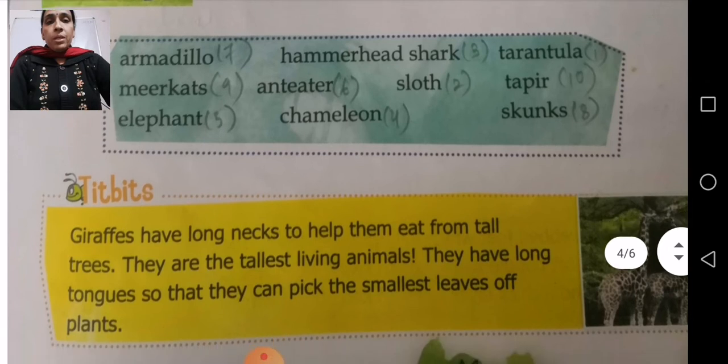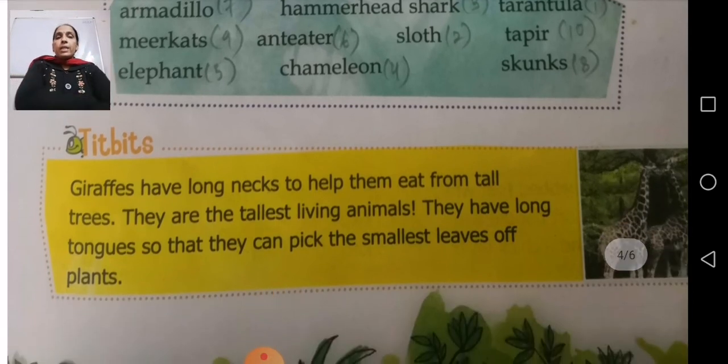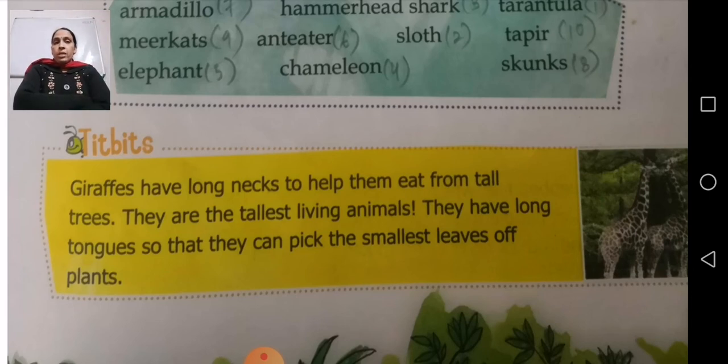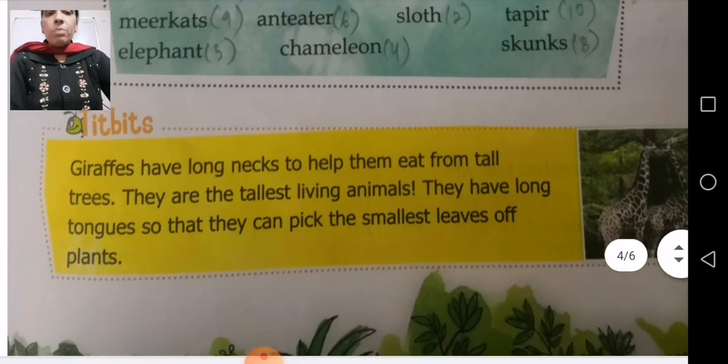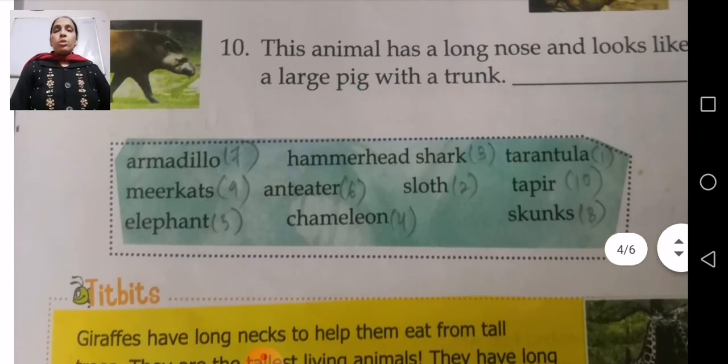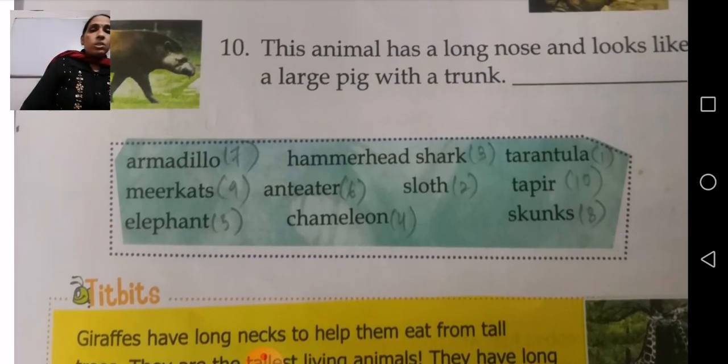Now tidbits: giraffes have long necks to help them eat from tall trees. They are the tallest living animals. They have long tongues so that they can pick the smallest leaves of plants. So that is your tidbits. So this page only we are going to do today. I hope that page is quite clear.